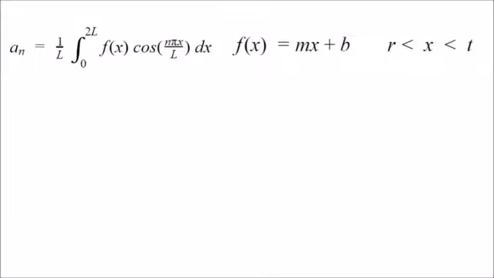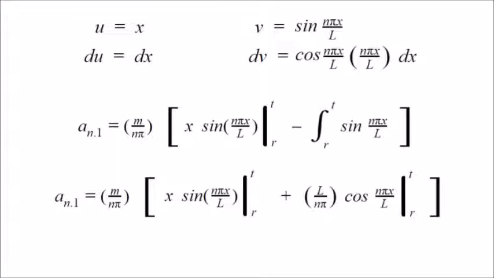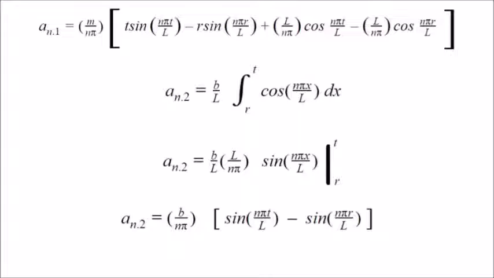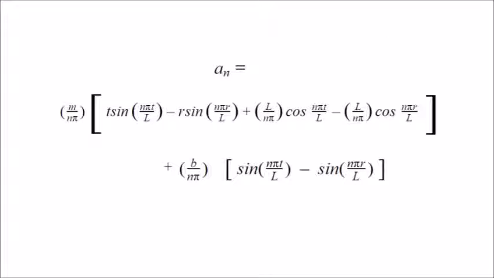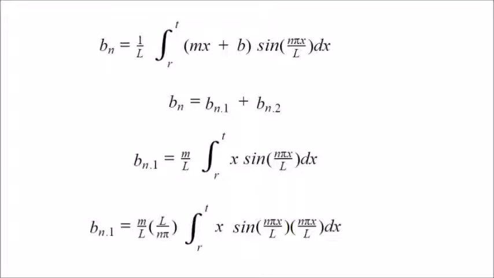AN, I must admit, I'm a little nervous. Break it into 2 parts. Integration by parts on part 1, and the result of that, and part 2 of AN is shorter, and the rest of that, and AN in all its glory takes more than 1 line. That's the mark of a good equation, and BN in its glory is basically the same thing. 2 parts, integration by parts, and I said it's basically the same thing.